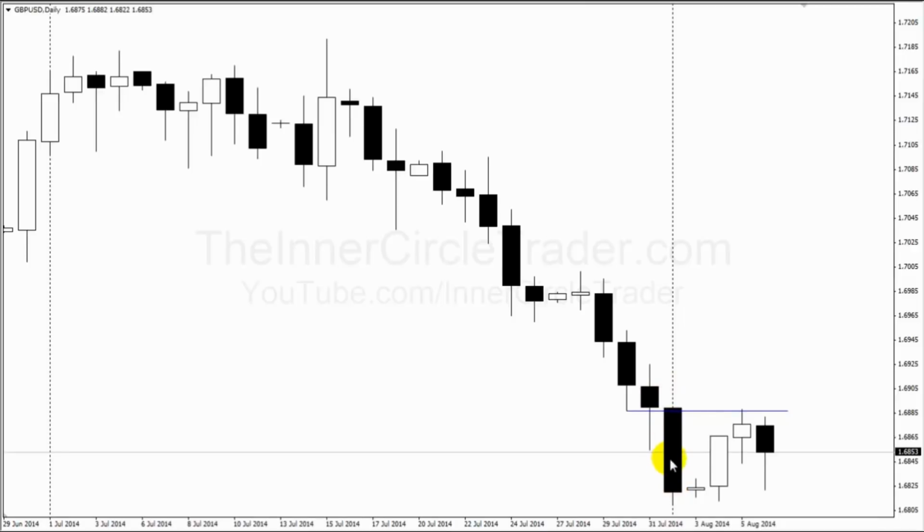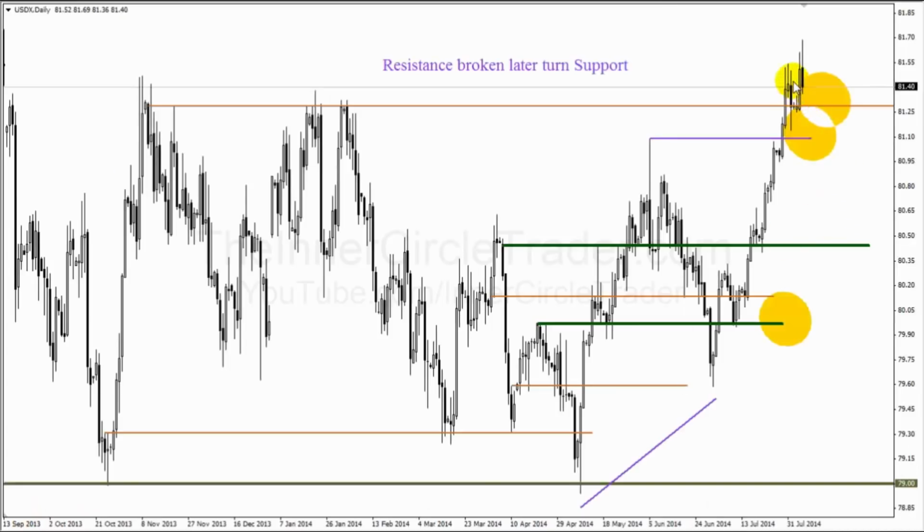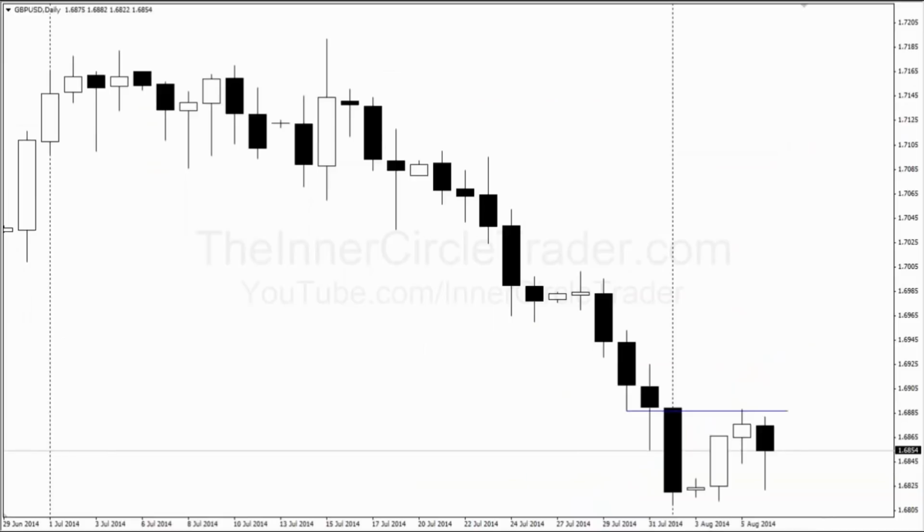Okay, the previous week in the dollar right here, when price came down right in here, that began the hunting ground, if you will, to start looking for sell scenarios in the cable and fiber and other currencies as well. Any foreign currency against the dollar. Let's go back to the cable. Look up here, get the British pound USD.